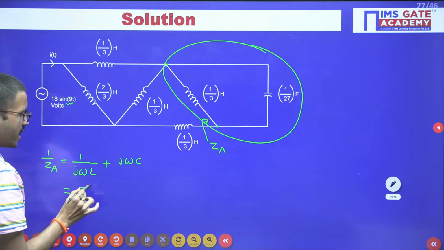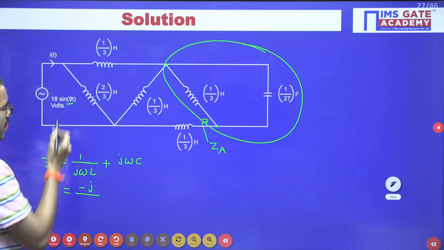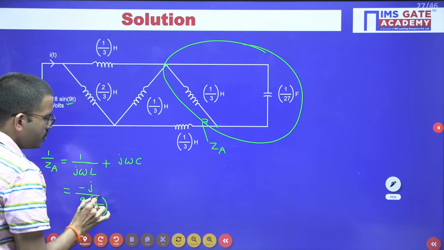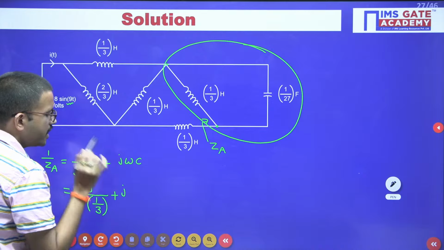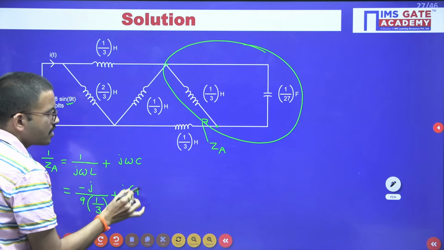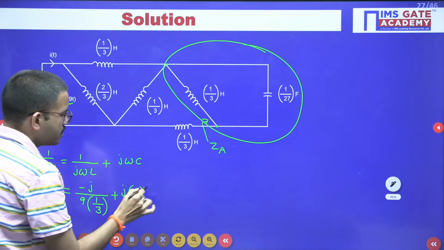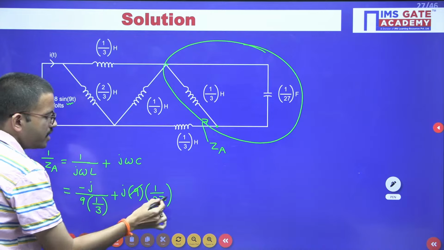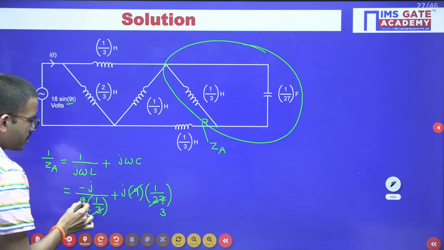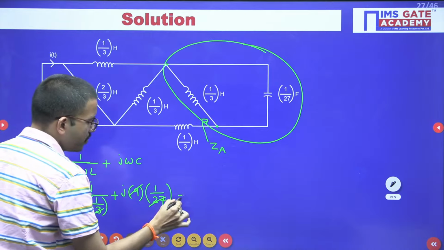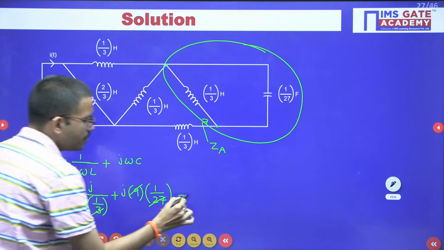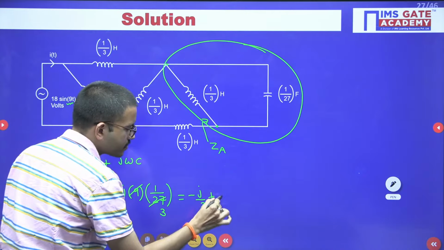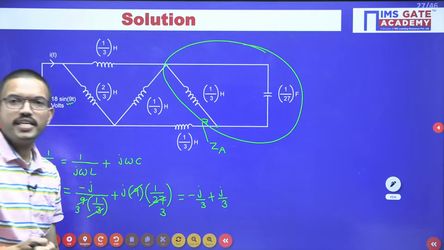1 by J we can write as minus J, divided by omega is 9 into L value, which is 1 by 3, plus J into omega is 9 into capacitor value, which is 1 by 27, right? So here 9 3 times, here 3 times. Okay, so from here you are going to get minus j by 3 plus j by 3.